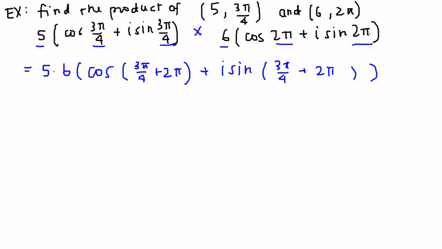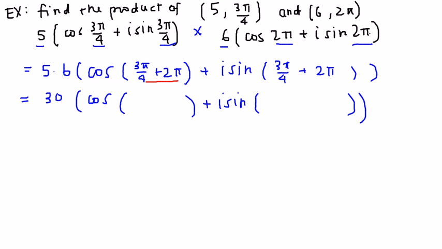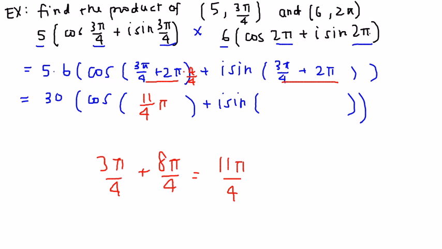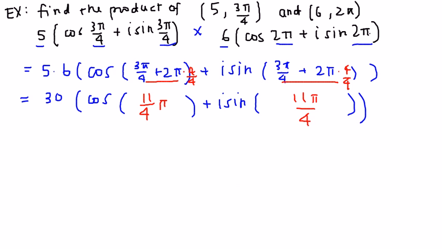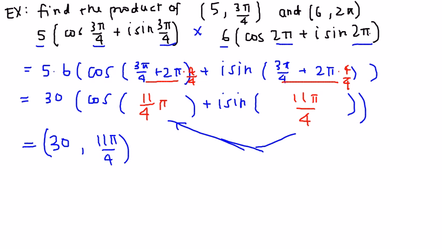And now it just comes down to simplifying. So I know 5 times 6 is 30. And I need to figure out what each of these sums are. So 3 pi over 4 plus 2 pi. I know I need a common denominator, so I'm going to multiply this by 4 over 4. So that's 8 pi over 4 plus 3 pi over 4, which gives us 11 pi over 4. And same game here, multiply top and bottom by 4, so we get the same thing, 11 pi over 4. And let's just rewrite this into a polar coordinate. I know that this is then 30, comma, 11 pi over 4, because remember, these two values are our theta, and this one is my radius.